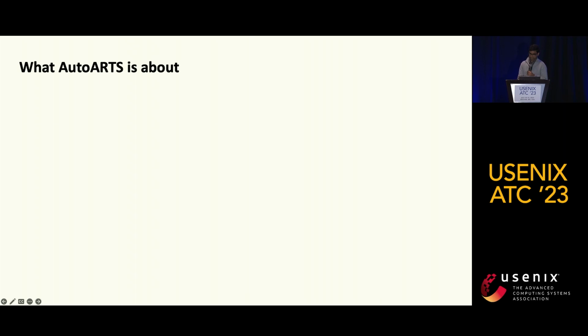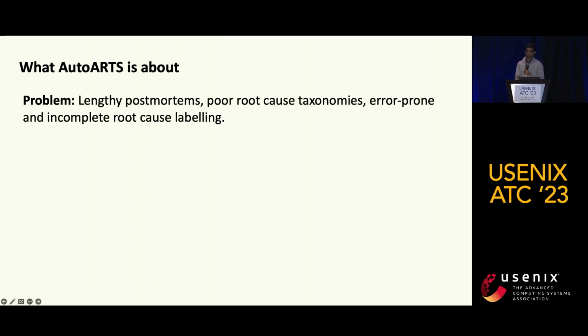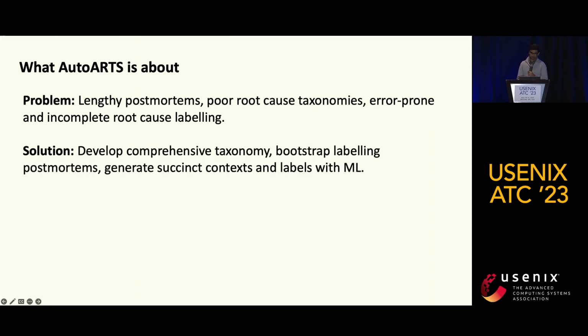Now, to summarize, today the biggest problem in learning insights from past incidents is that postmortem reports are very lengthy, existing root cause taxonomies are poor, and the labeling process is erroneous and incomplete. To address this, we develop a comprehensive root cause taxonomy, bootstrap labeling of these reports manually, and use machine learning to automatically label them and generate succinct context from them.